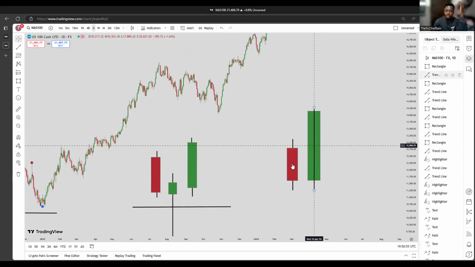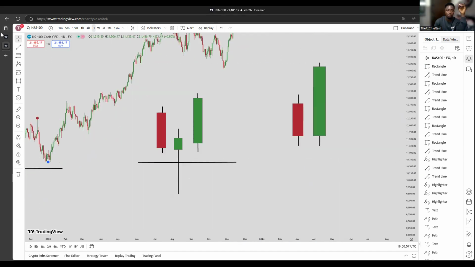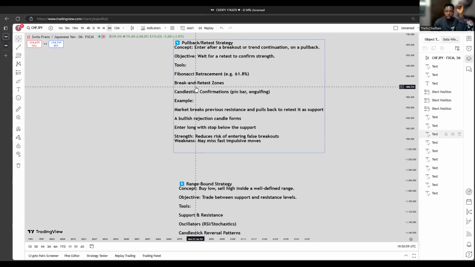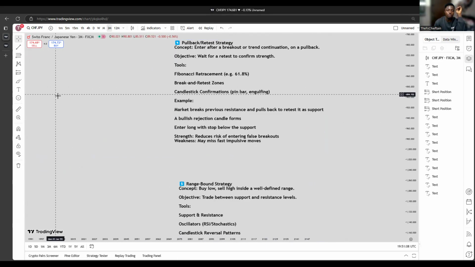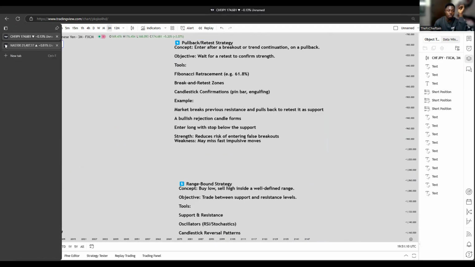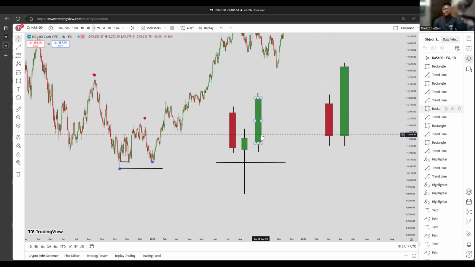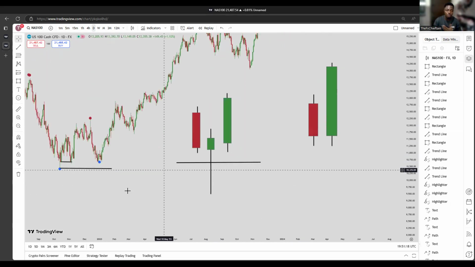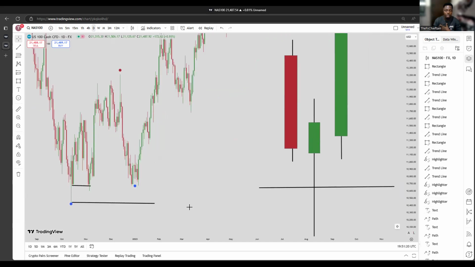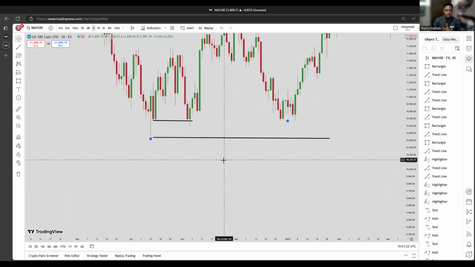Whenever you see this in markets at a level of support, remember, this is what we're following. When you see candlestick confirmation and break and retest zones at a level of support and resistance, then you want to take advantage of this. So let's go back. This always shows at the end of a trend. Maybe the market is getting weak. You see them.